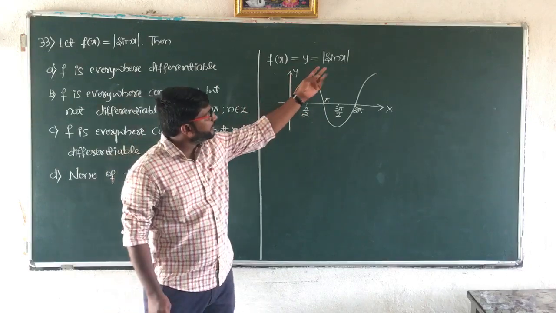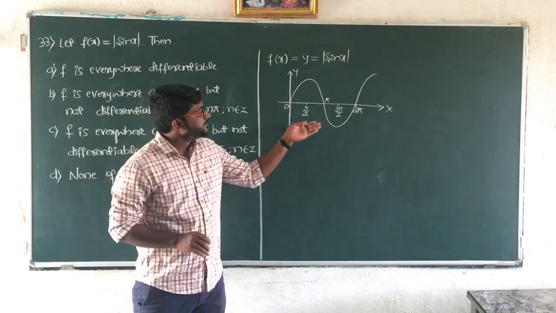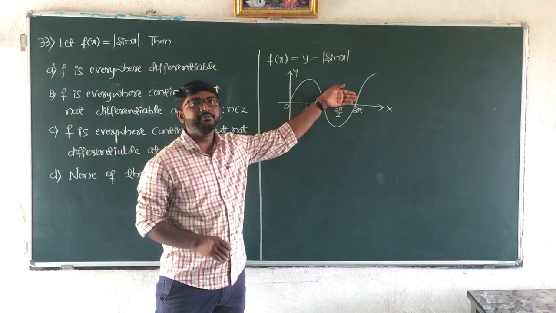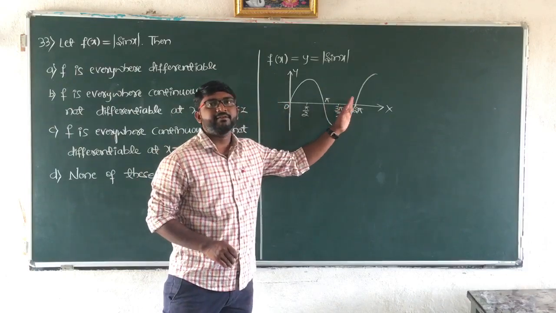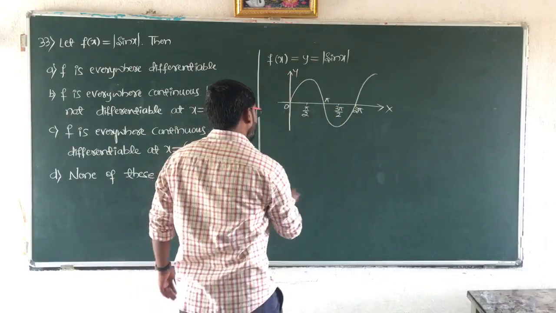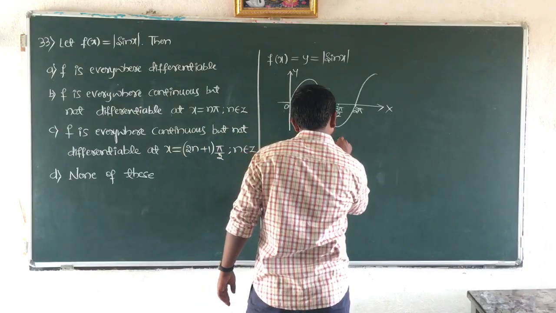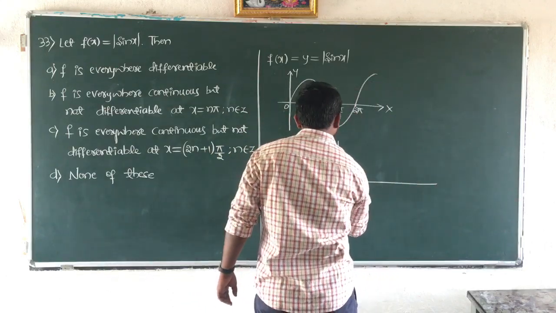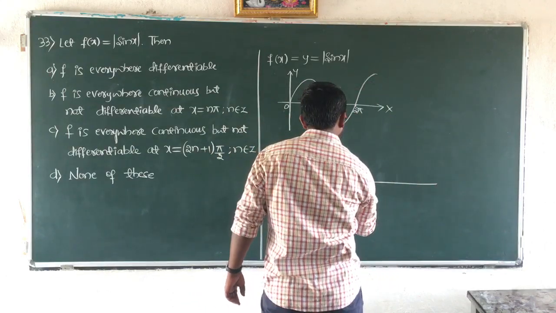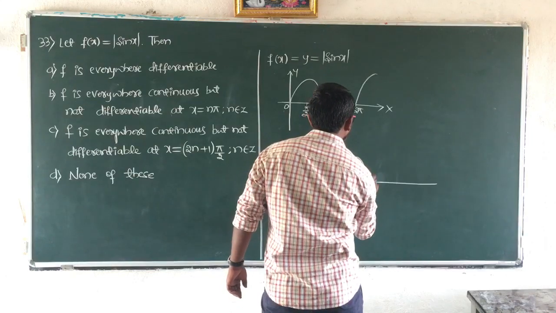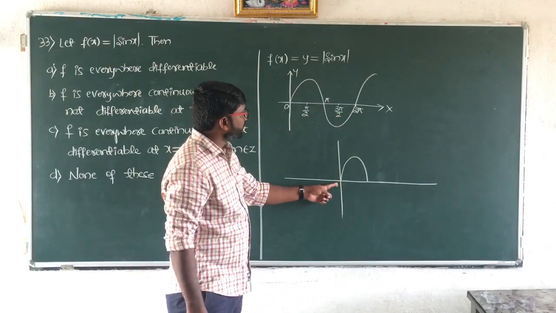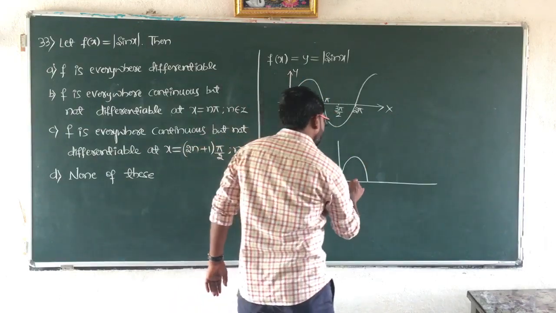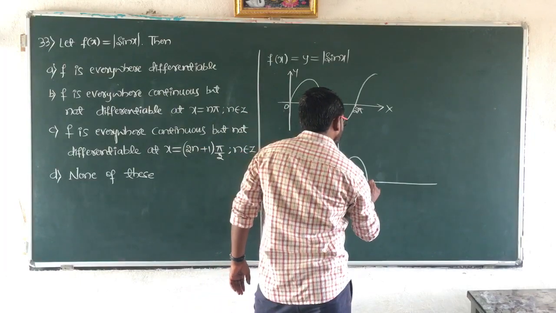But here we have mod sin x. So that means even if the curve falls in the negative axis, it has to be shifted to the positive axis. So let us redraw the graph of mod sin x. So here it is 0. Till here it remains the same. So from 0 to pi it remains the same because it is there in the first quadrant. So it is pi by 2 and then this is pi.